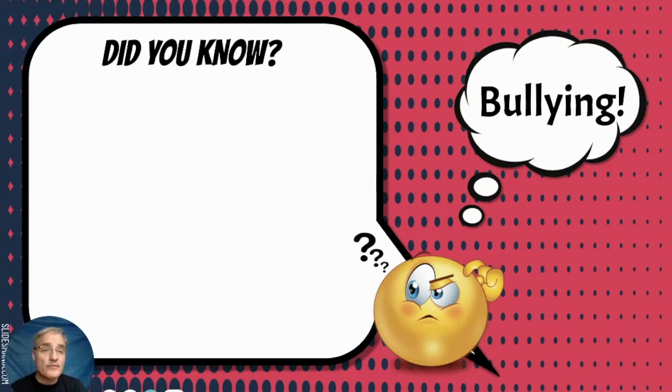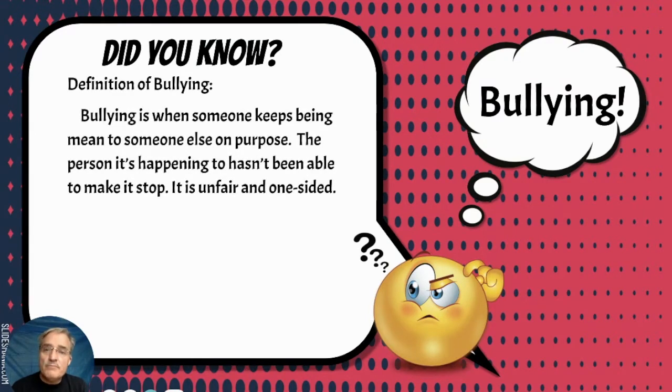Bullying. Now, some of you might be thinking, well, those problems looked a little bit like bullying. Well, here's some information about bullying. The definition: bullying is when someone keeps being mean to someone else on purpose. The person it's happening to hasn't been able to make them stop. It's unfair and it's one-sided, meaning it only happens to one person, not both people doing things.